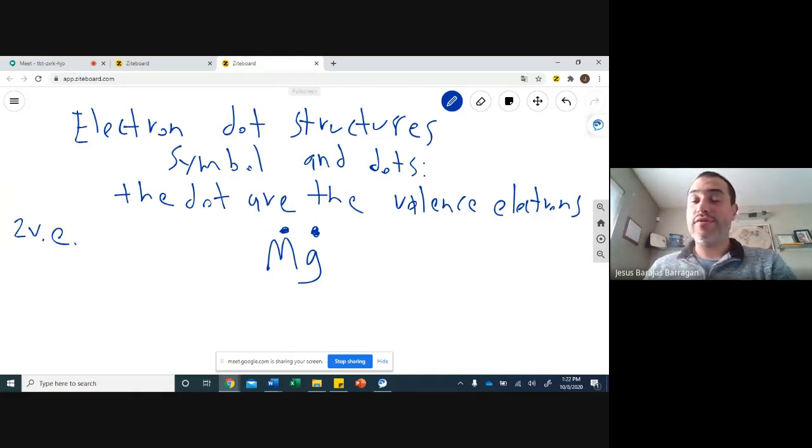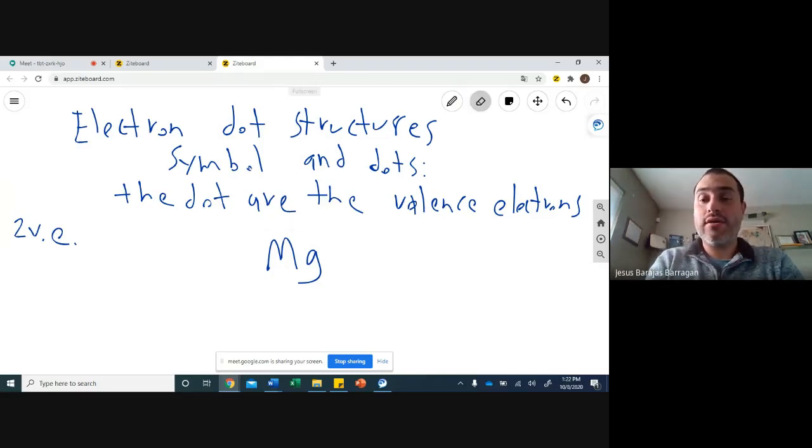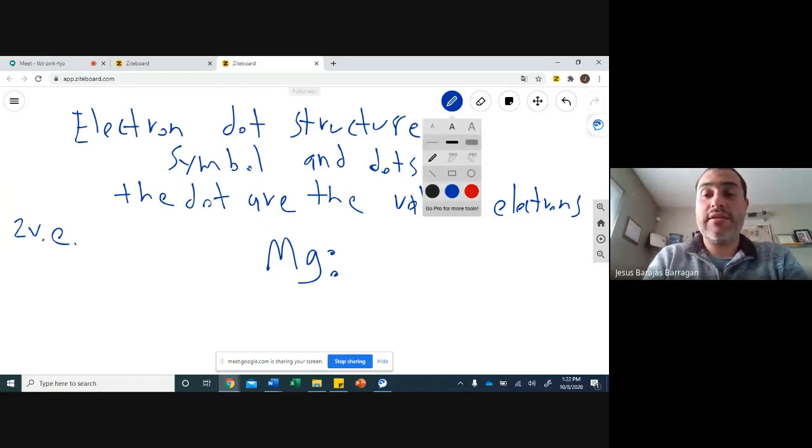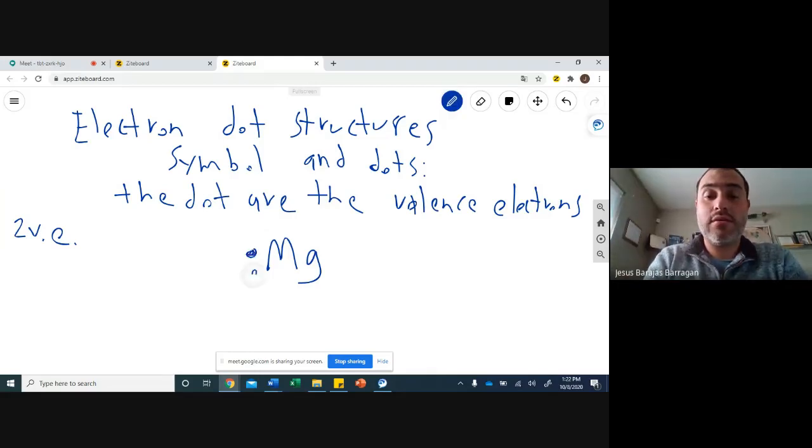Now, the dots, they don't have to be where I place them. They can be anywhere next to the symbol. If I wanted to, I can delete it. Let me delete that real quick. And I could place them right here. They have to be paired, but you put them right there. Okay? Let's do another one.